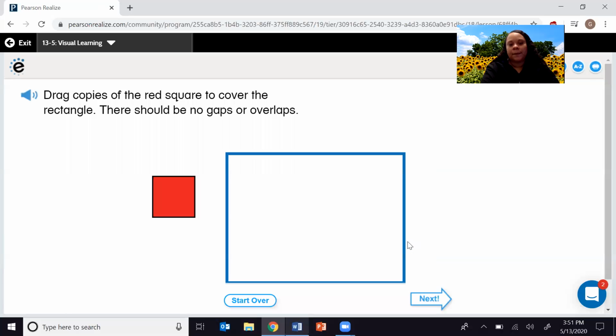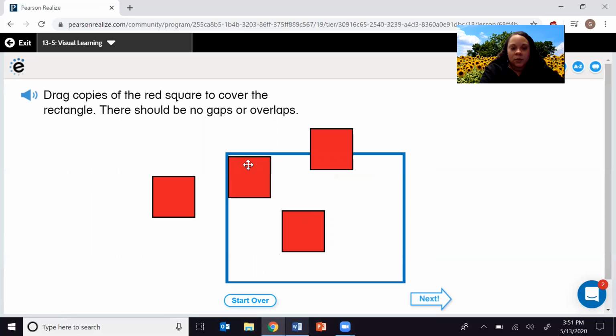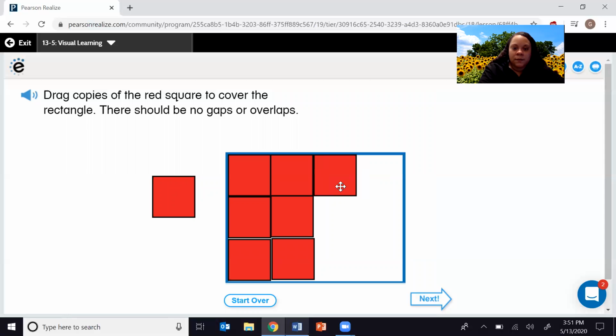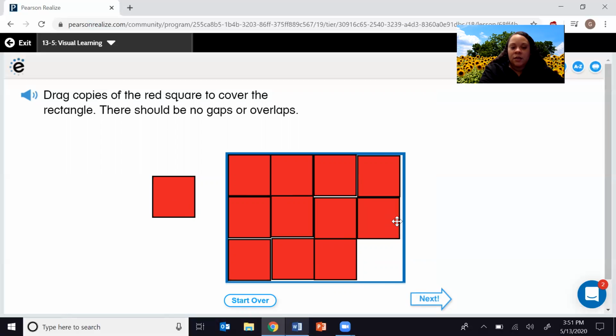So let's try it. Okay, so we need to not do this. This is what they don't want you to do. Don't do this. How are you going to get your equal number of squares? No, you fill it up nice and orderly. So let's go ahead and start that. And this will be my teacher example for the day since this is just an awesome tool. Okay, so it looks like there's going to be, let's see. This requires a lot of patience. Now, it might not look perfect, but the good thing here is that it's not overlapping.